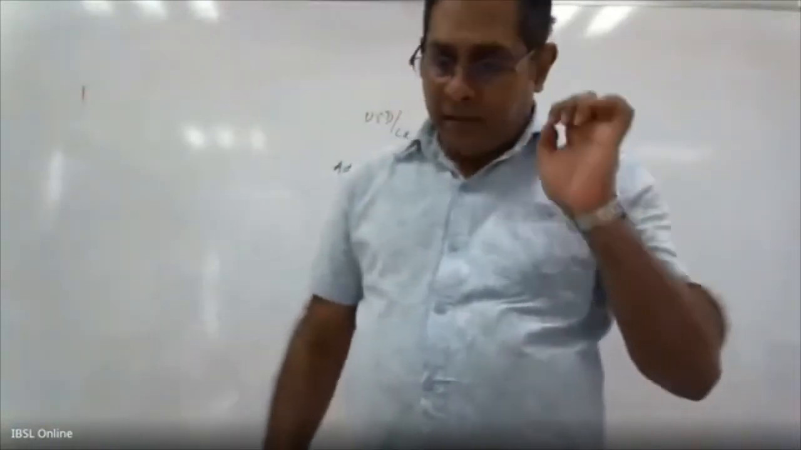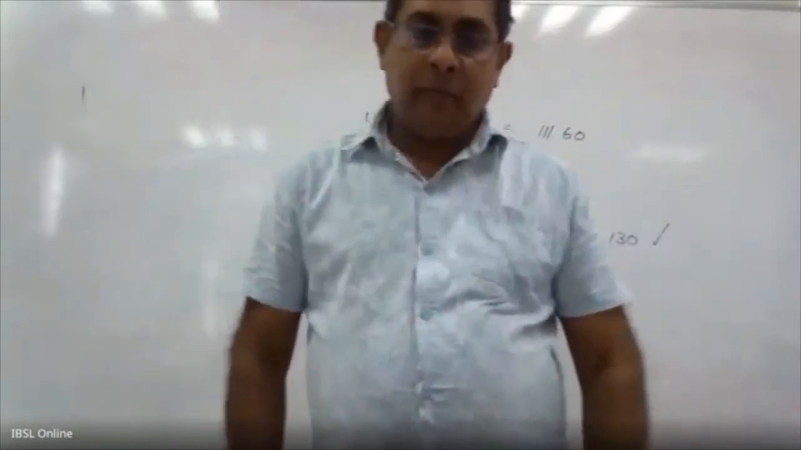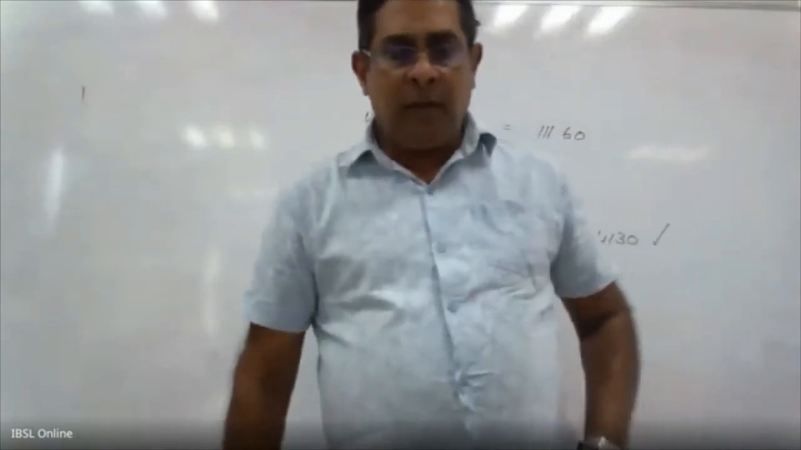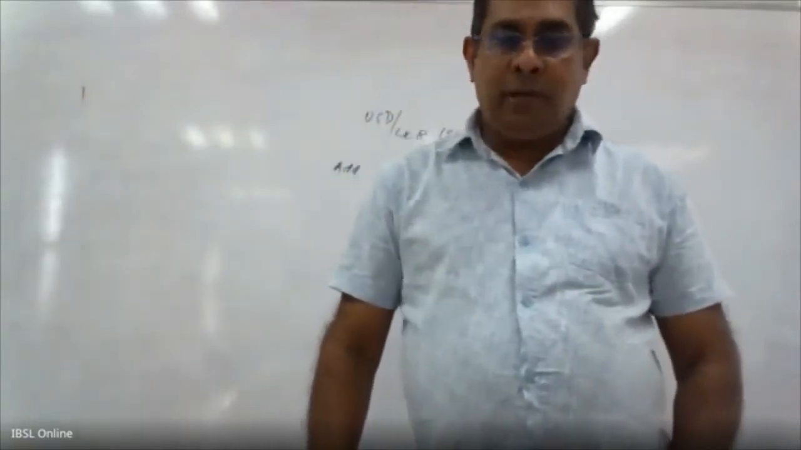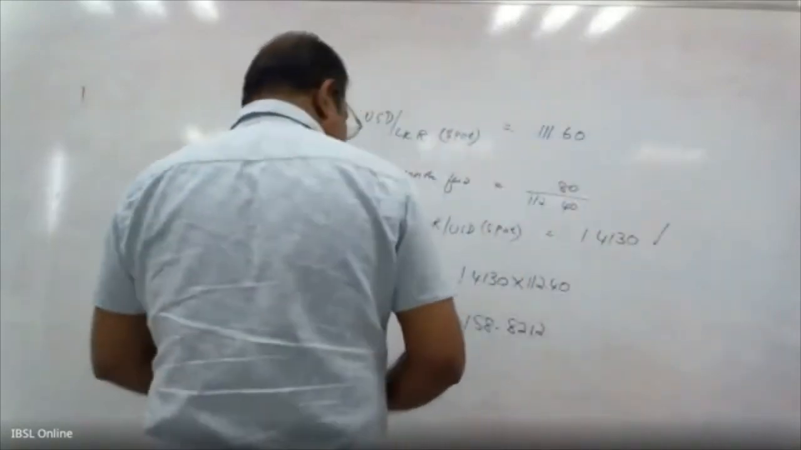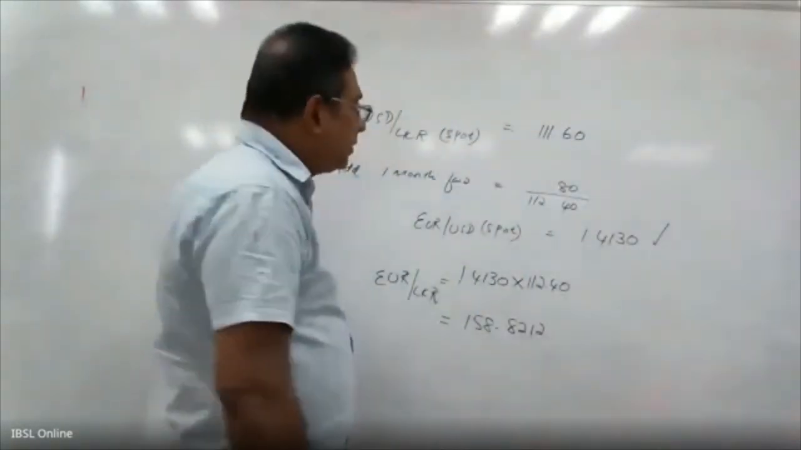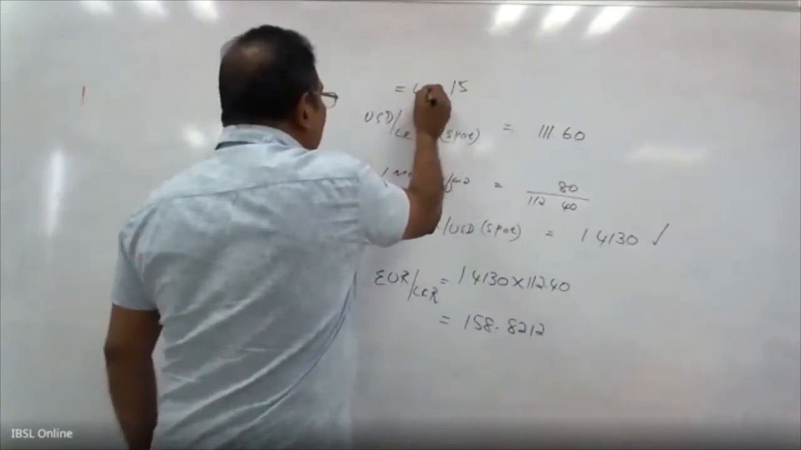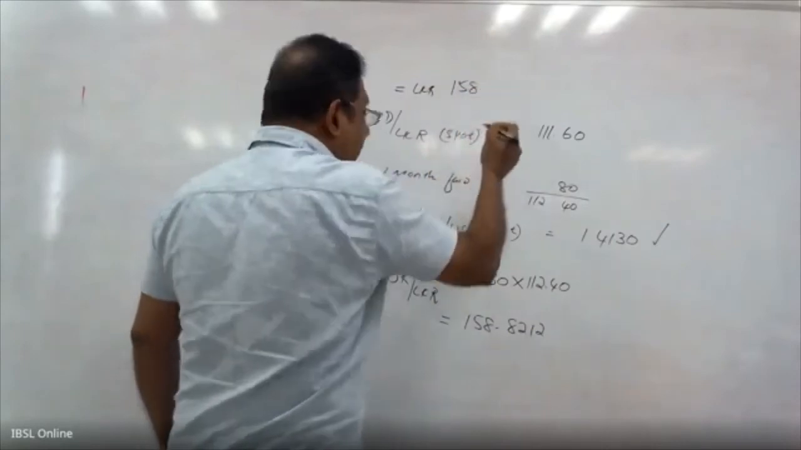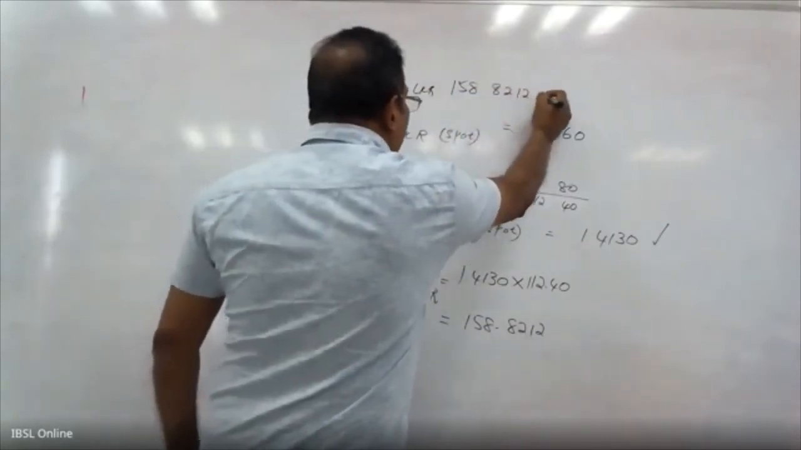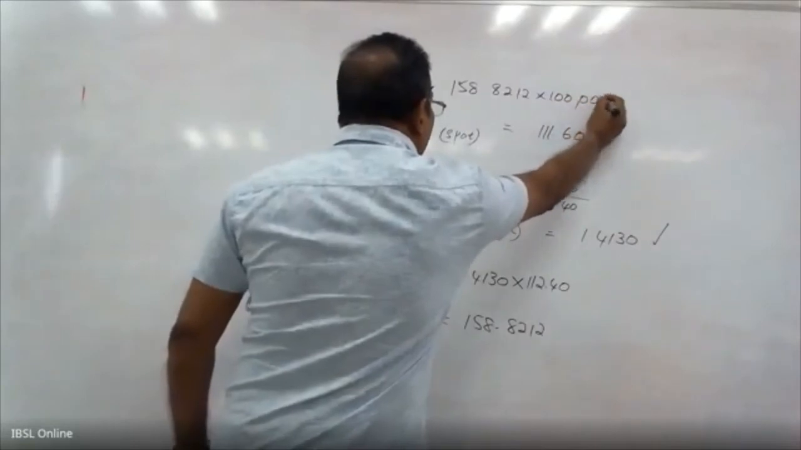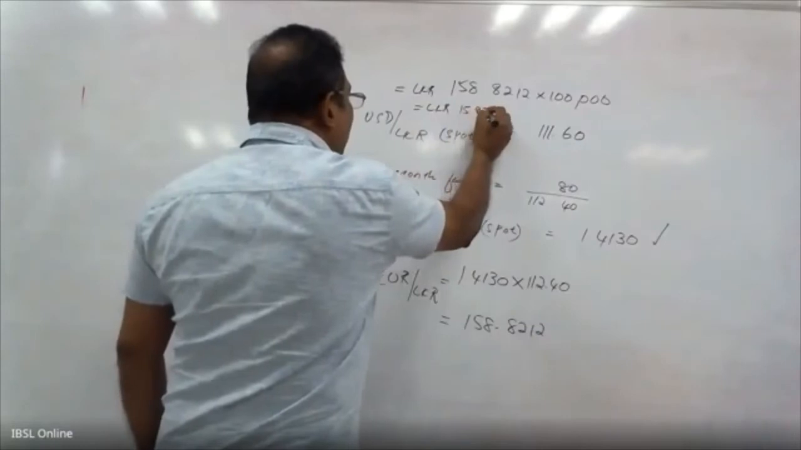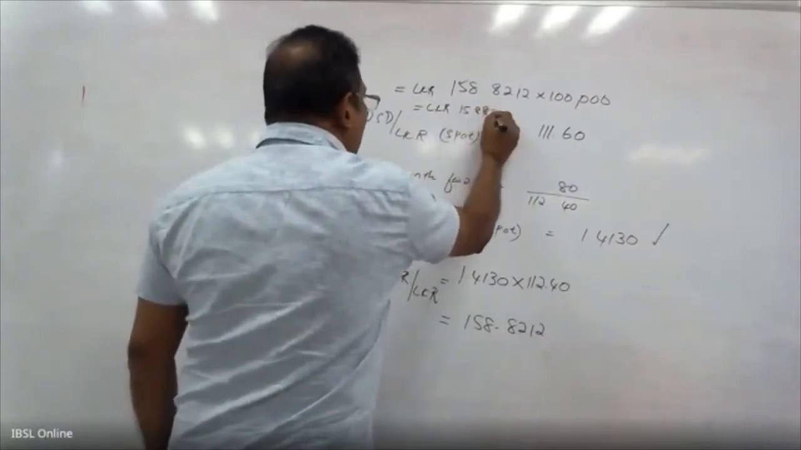the amount that John Limited will have to pay for its import shipment is equivalent to LKR 158.8212 into 100,000. So that will give you LKR 15,882,120.